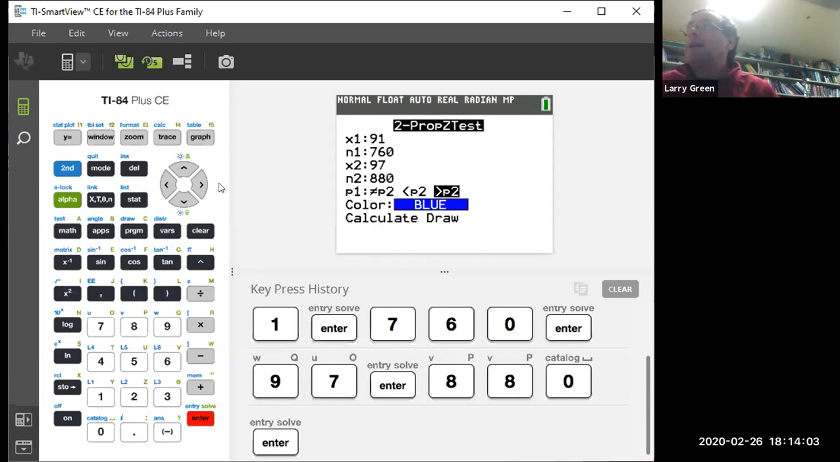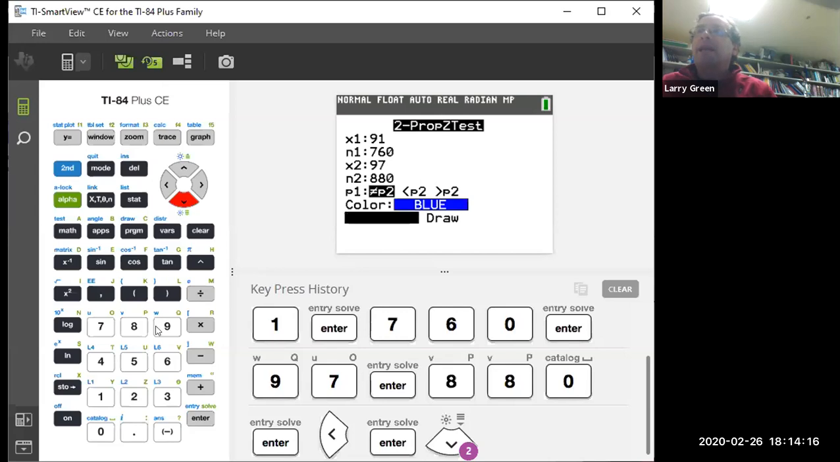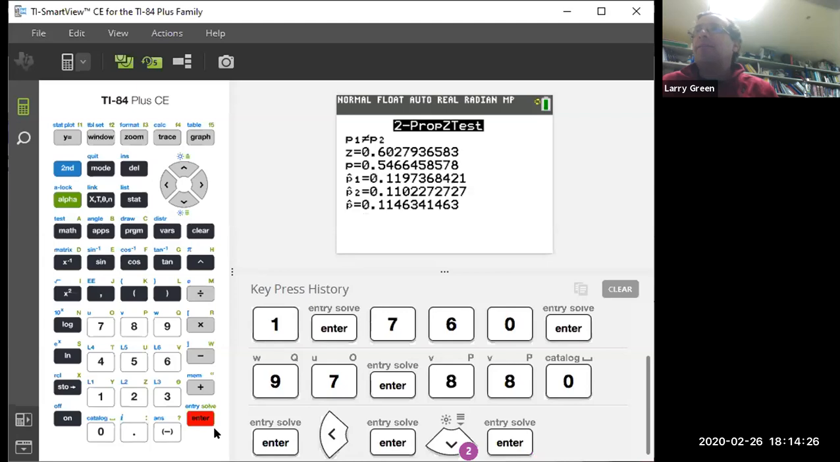Now we want to have P1 not equal to P2. So I hit enter on P1 not equal to P2. Color isn't in most calculators and we don't care about it. Any questions before I hit enter? Any questions on getting this into the calculator? Okay, let's hit enter. And this gives us everything we need.